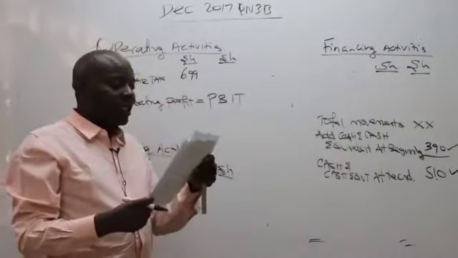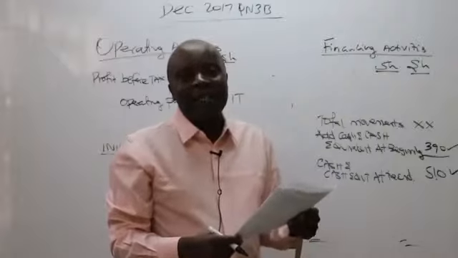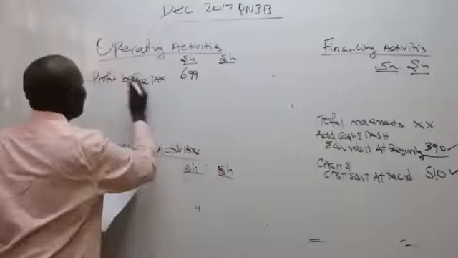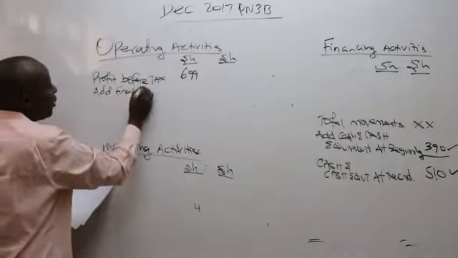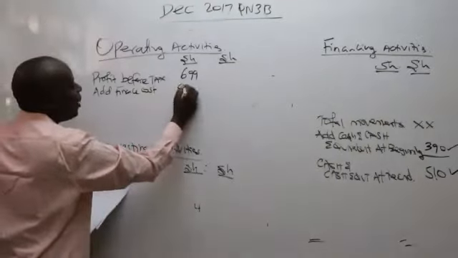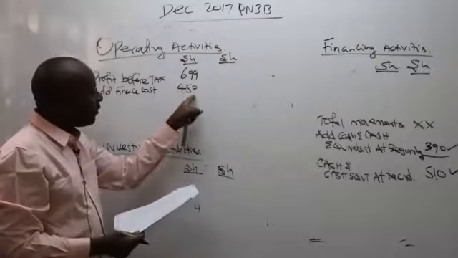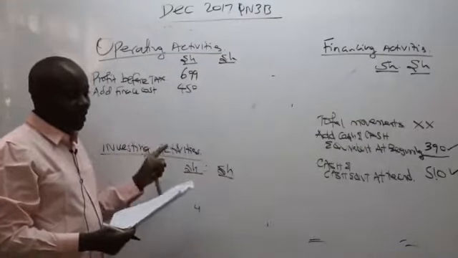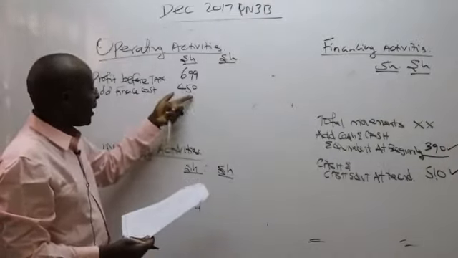If you look at the income statement, they have given us the finance cost. So come here and add the finance cost here. The finance cost here is 450. If you wish, you can go ahead and add it to give us what we call profit before interest and tax. But the good thing is you can leave it like that, just add the finance cost.